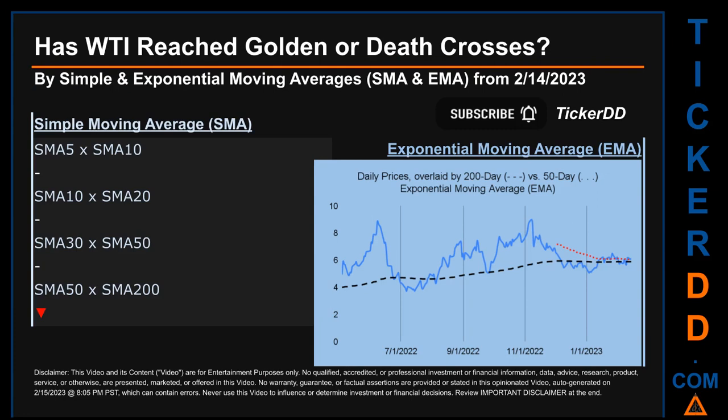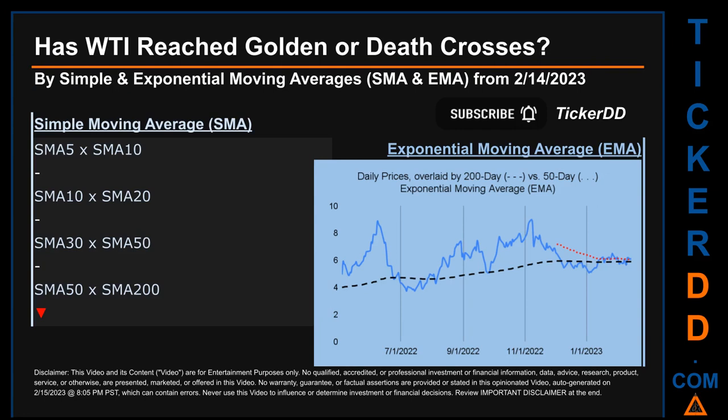Back to the video. Has WTI price reached golden or death crosses? Golden cross and death cross are basic signals that compare average prices across two specified trade day ranges, a short-term versus a long-term range. For example, 5-day versus 10 trade days. Essentially, a golden cross is a bullish signal. It appears when a ticker's short-term moving average crosses above its long-term average. Vice versa, a death cross is a bearish signal when the short-term crosses below its long-term moving average.